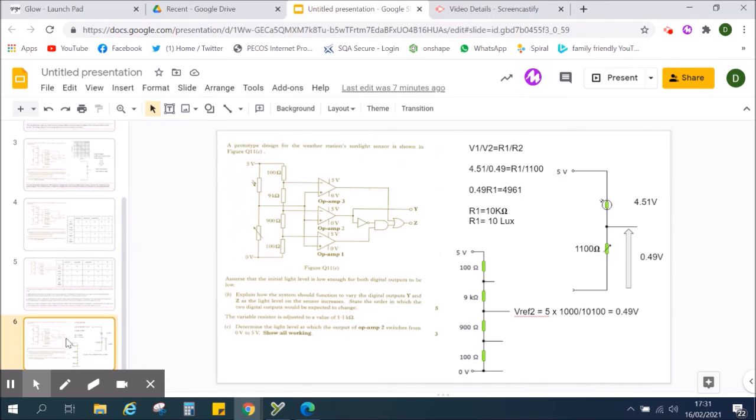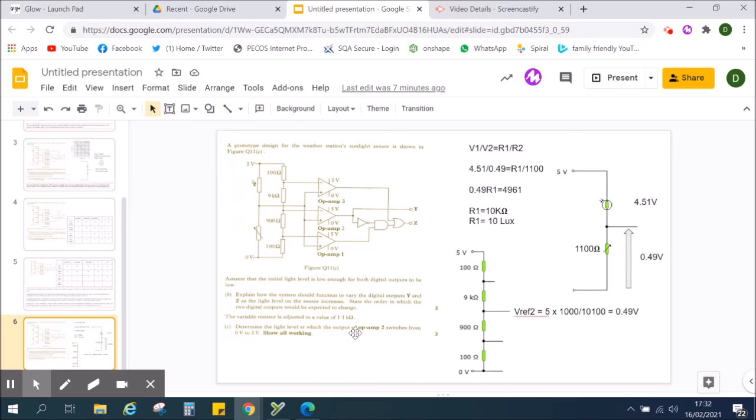Second part of the question asked us to determine the light level at which output of op-amp 2 switches from 0 to 5 volts. Show your working. So this voltage here, voltage reference 2, that is the trigger point for op-amp 2. So I've been able to calculate that earlier on, 0.49, but the comparator is comparing it against the voltage at this point here from the first voltage divider. So we can assume that the switch on, switch off point for that comparator means that 0.49 volts is also dropped across the variable resistor.